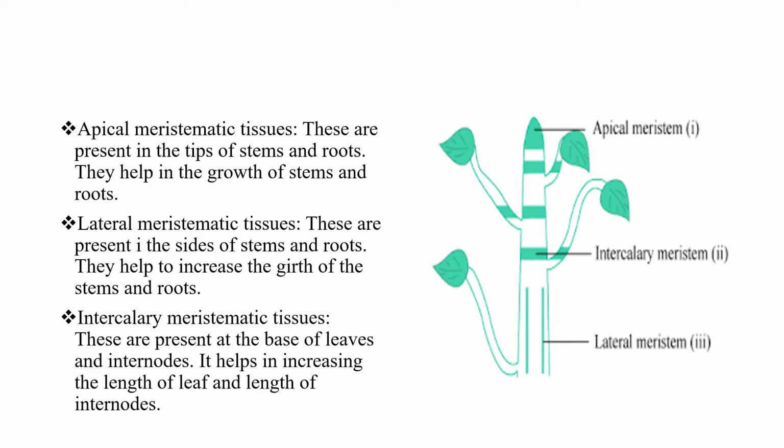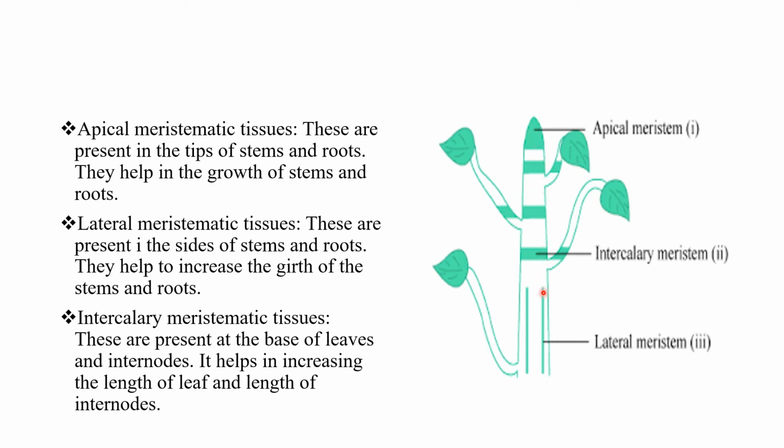Under meristematic tissue we saw three types. First one, apical meristem. See here, from the term itself you can understand, apex means tip. So this is a stem tip. Like that way in the root tip also it is present. They help in growth of stems and roots because they actively divide and elongate. So it helps in growth. Second one, lateral meristem.